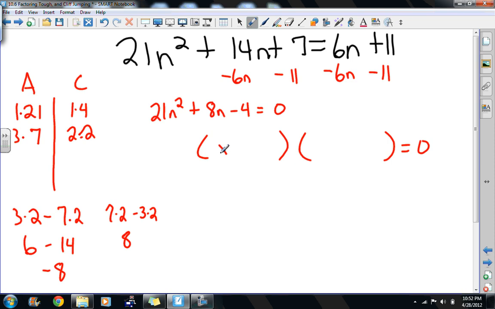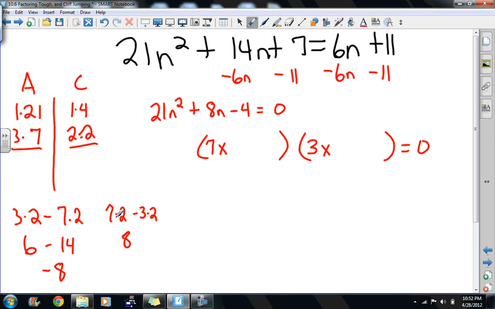I get Brittany's step in here. So I need, looking at these factors and these factors, I need a 7 here and I need a 3 here. That gives me 21x squared.